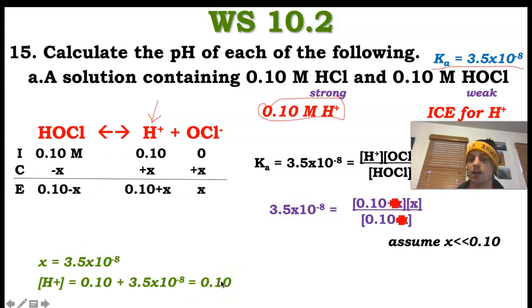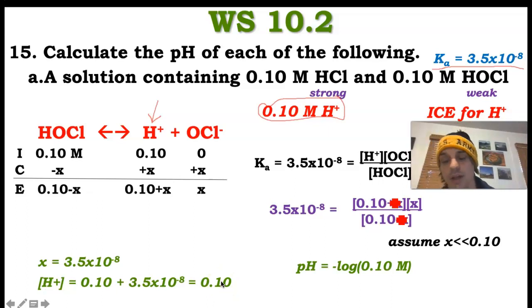So to get the pH, I'm going to take the negative log of 0.1, which you should be able to do in your head. The negative log of 1 times 10 to the negative first is 1. So there's my pH, and there's my problem. You can do problem number 15b just like this, except I need to give you the Ka for that, which I will in just a second.